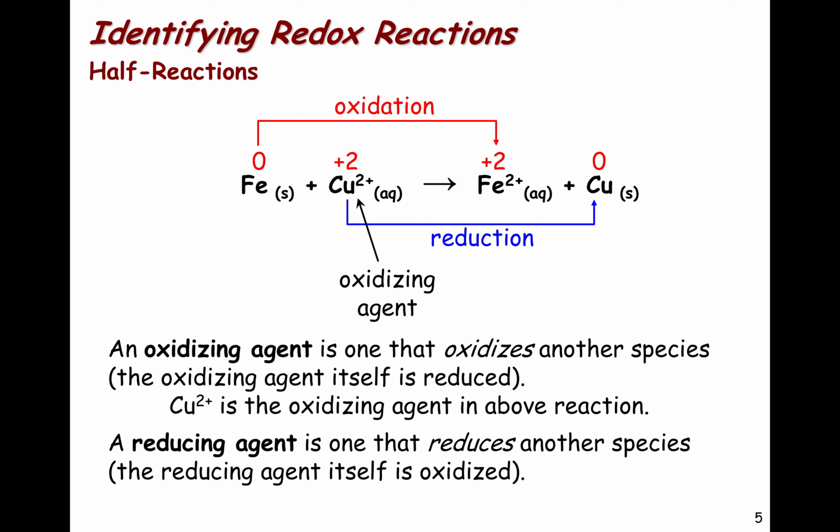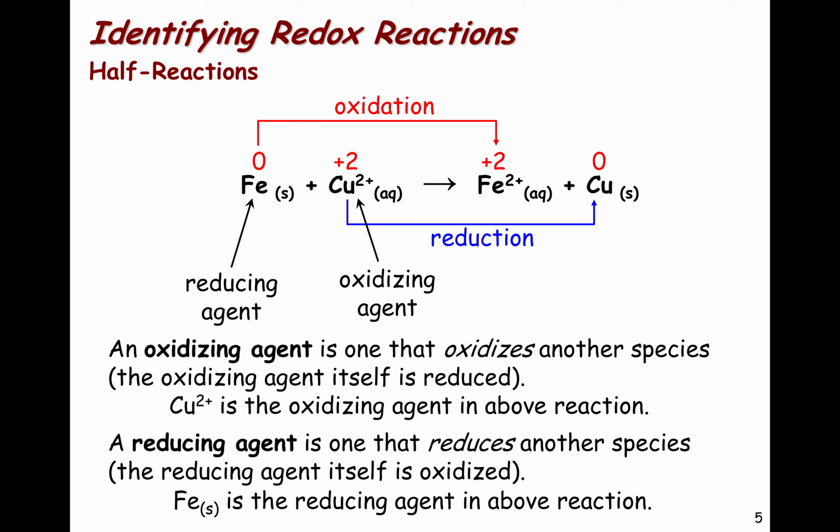Now, the reducing agent, on the other hand, is the species that facilitates the reduction. In this particular case, the iron is the reducing agent. It is the thing that is giving up its electrons. In other words, it's the species that's getting oxidized. So you can always remember that if we're talking about an agent, it is the species that is doing the opposite process. Oxidizing agents get reduced, reducing agents get oxidized.